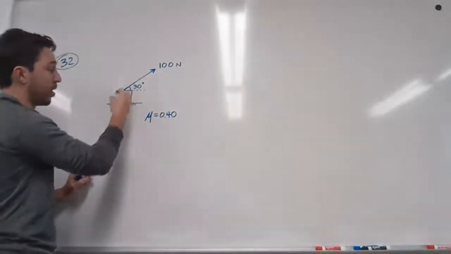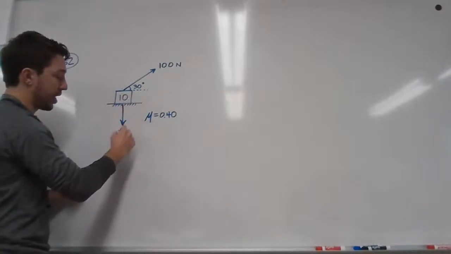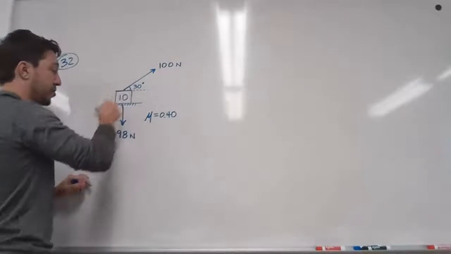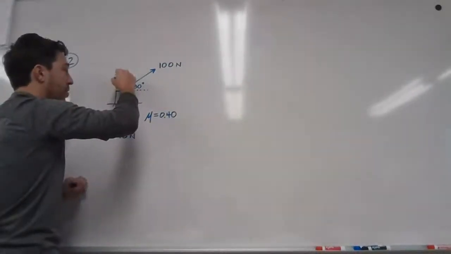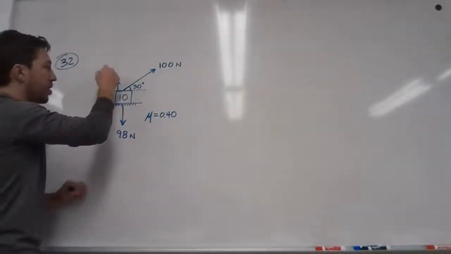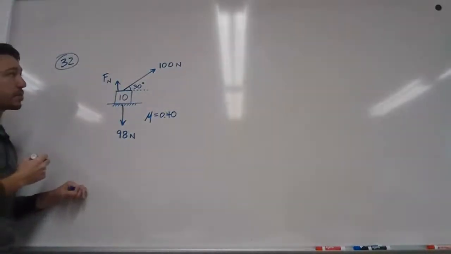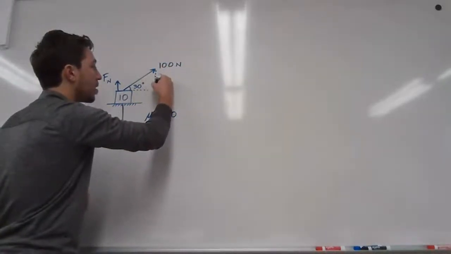First there's gravity, right? This is 98 newtons. Then there's the normal force. So gravity pulls the block down, and then the floor pushes up. Notice the vector I'm drawing is kind of short. Normal force. Now, why did I draw that vector so short? Because of the angle.